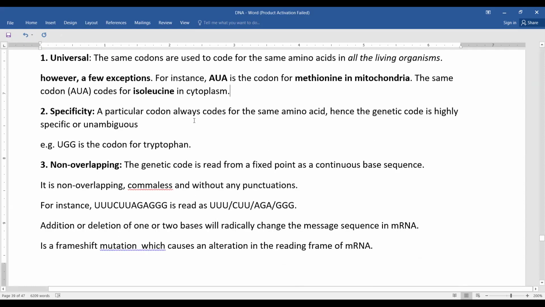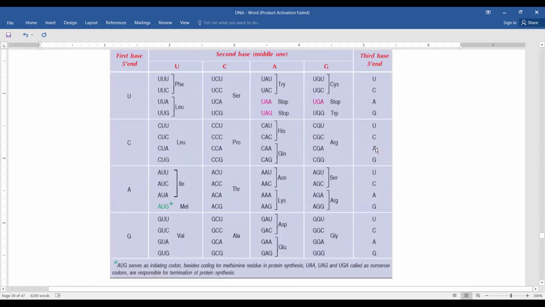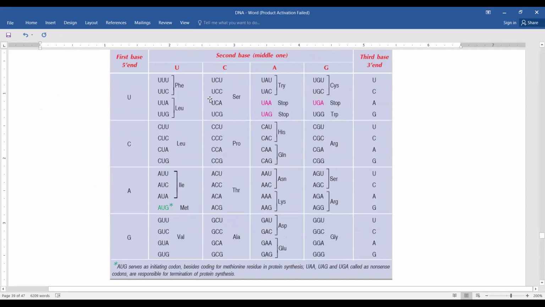Specificity. A particular codon always codes for the same amino acid. It may seem the same as before, but don't get confused. Whichever codon you take, CGU is a codon for arginine in human beings, in fishes, in plants, monocotyledons, dicotyledons, algae, fungi, in all of them. So CGU codes for arginine. That is universal nature. What is specificity?